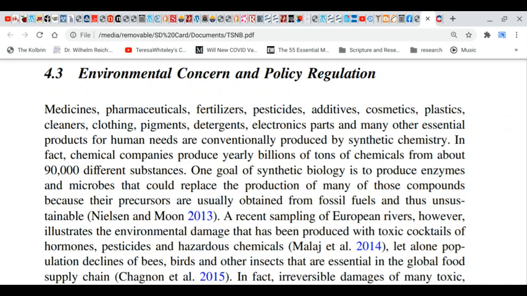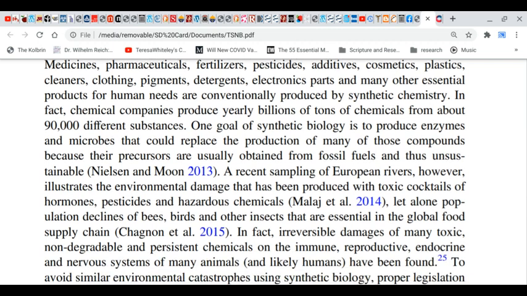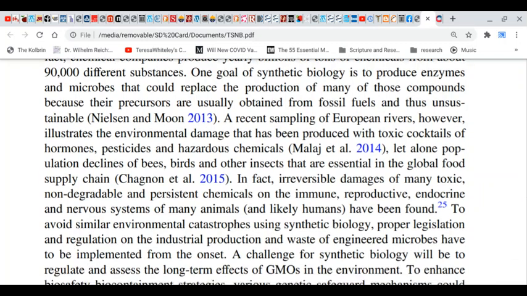In fact, chemical companies produce yearly billions of tons of chemicals from about 90,000 different substances. One goal of synthetic biology is to produce enzymes and microbes that could replace the production of many of those compounds because their precursors are usually obtained from fossil fuels and thus unsustainable. A recent sampling of European rivers, however, illustrates the environmental damage that's been produced with toxic cocktails of hormones, pesticides, hazardous chemicals, let alone population declines of bees, birds, and other insects that are essential in the global food supply chain. In fact, irreversible damages of many toxic and non degradable and persistent chemicals on the immune, reproductive, endocrine, and nervous systems of many animals and likely humans have been found.